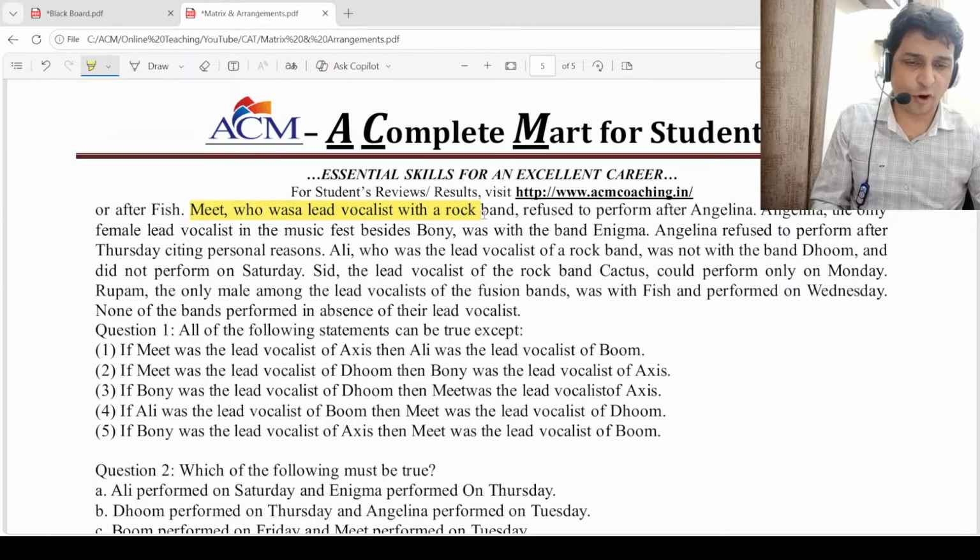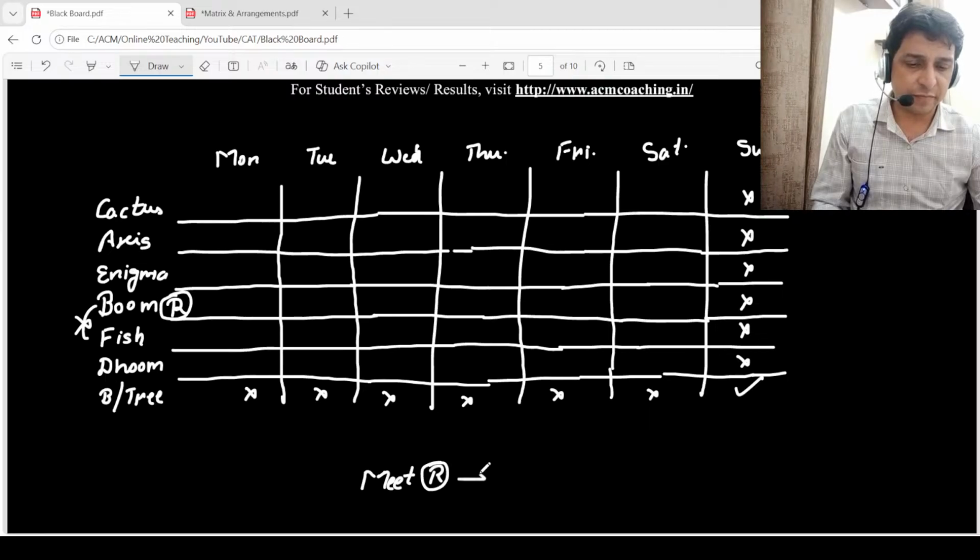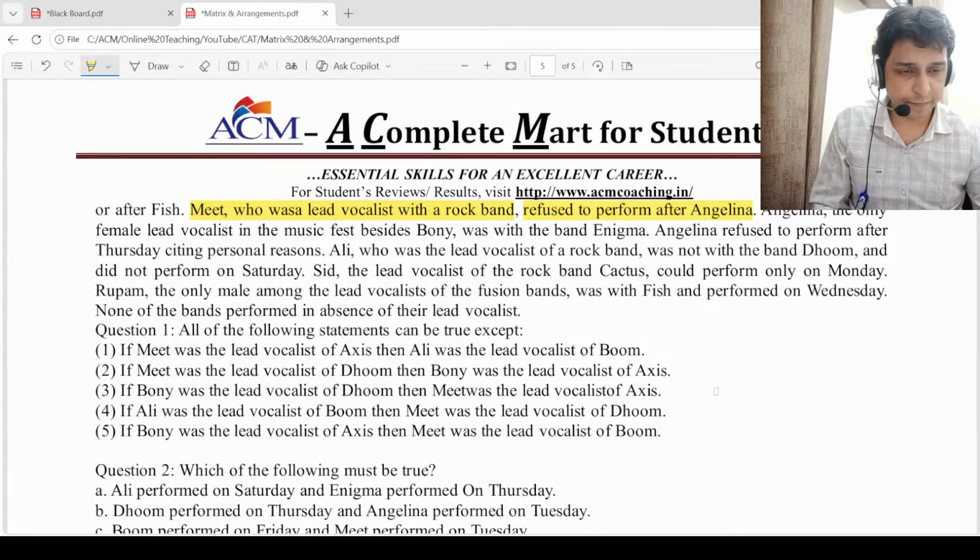Meet, who was a lead vocalist with a rock band, refused to perform after Angelina. That means after Meet, Angelina is going to perform. Meet will not perform after Angelina. Who is Angelina? We don't know yet.